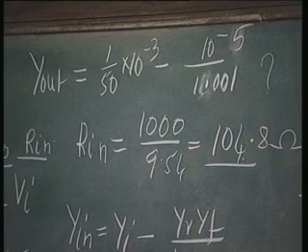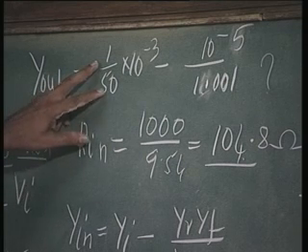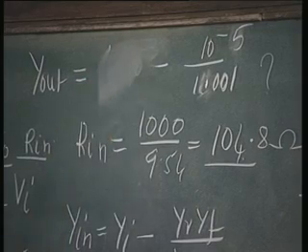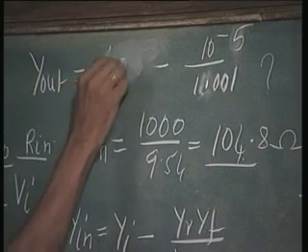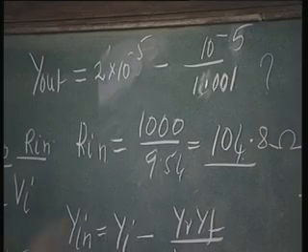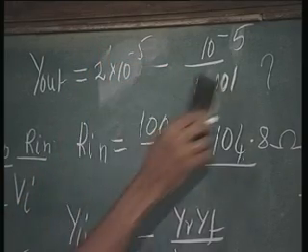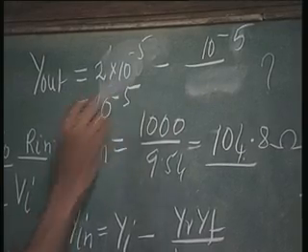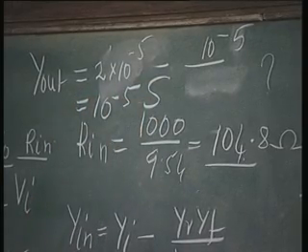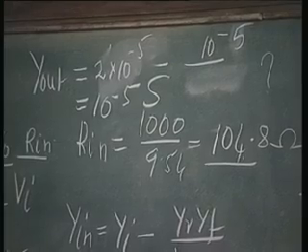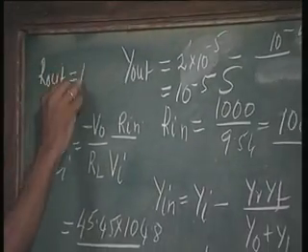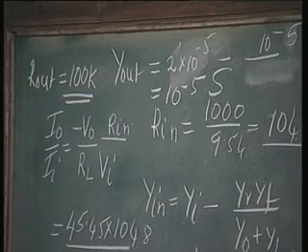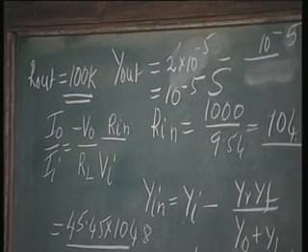So how much is this now? This is going to give you 100 by 50 into 10 to the power minus 5, that is 2 into 10 to the power minus 5. This is very nearly 1 into 10 to the power minus 5. So this is equal to 10 to the power minus 5 Siemens, which is therefore going to give you R out equal to 100 K. Again you will notice the same strange thing that has happened.